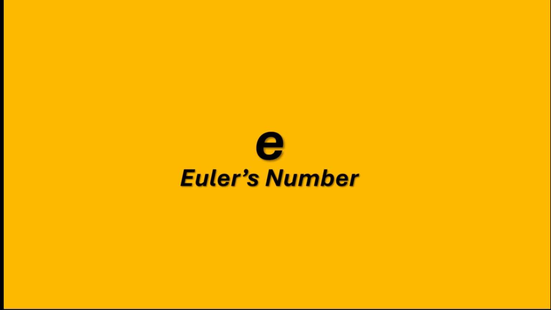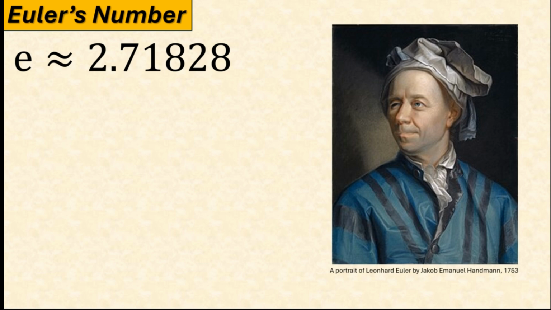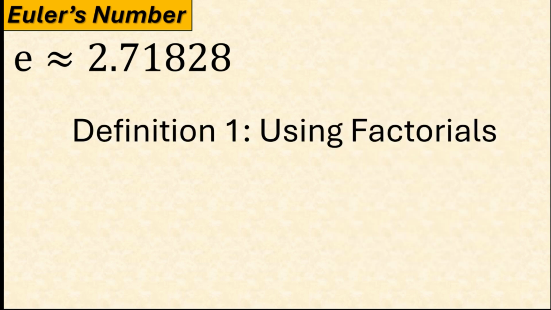Today I will be going over E, also known as Euler's number. I will address 4 ways to define the constant and 4 of the many ways it's used in mathematics. E is a number that is approximately equal to 2.71828. It is often called Euler's number, named after Leonhard Euler, who did extensive work on the constant. But how is it defined?